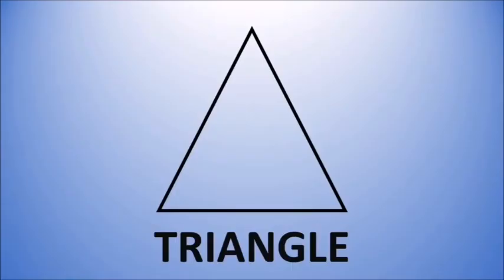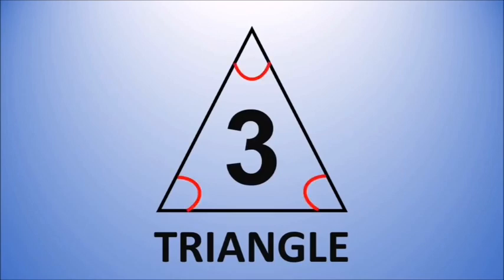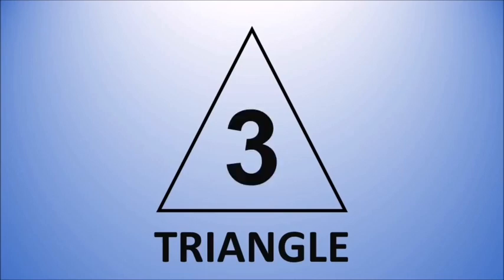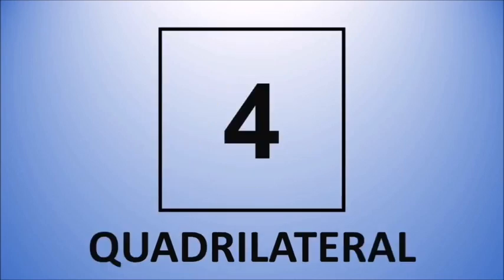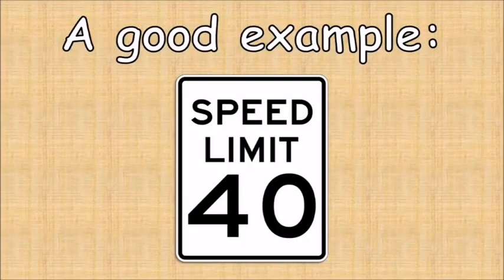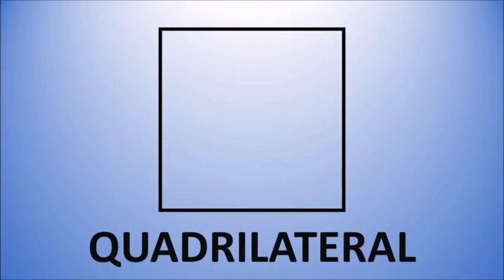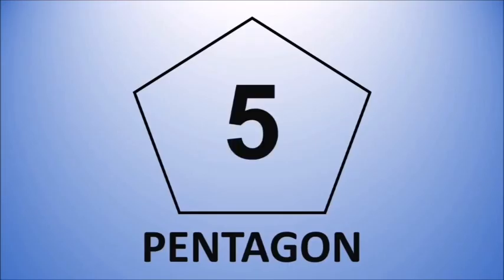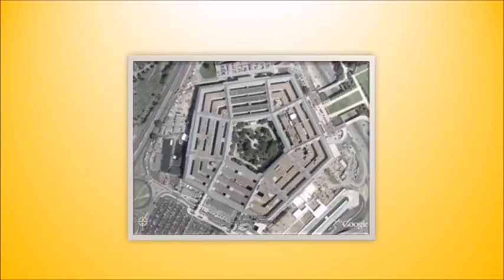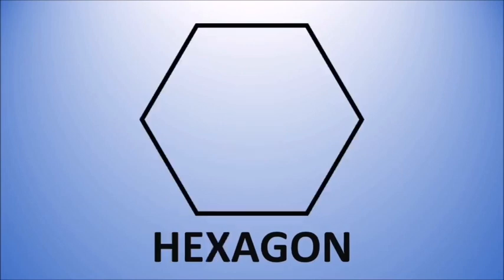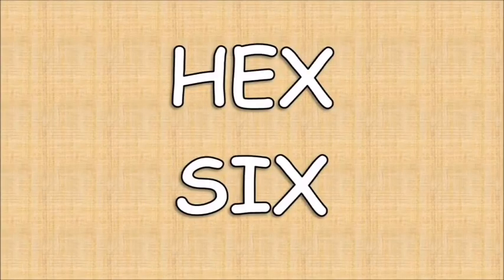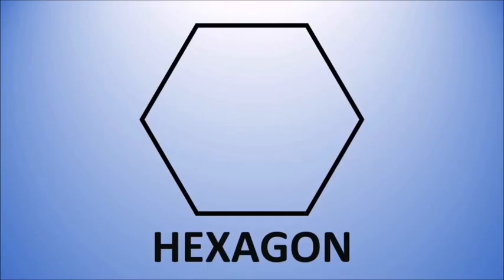A triangle has 3 sides and 3 angles made from straight lines. You see triangles all the time. A quadrilateral has 4 sides and 4 angles made from straight lines. A good example is a speed limit sign. A pentagon has 5 sides and 5 angles made from straight lines. The Pentagon building might come to mind. A hexagon has 6 sides and 6 angles made from straight lines. Hex and 6 have an X. That's right. A hexagon has 6 sides.